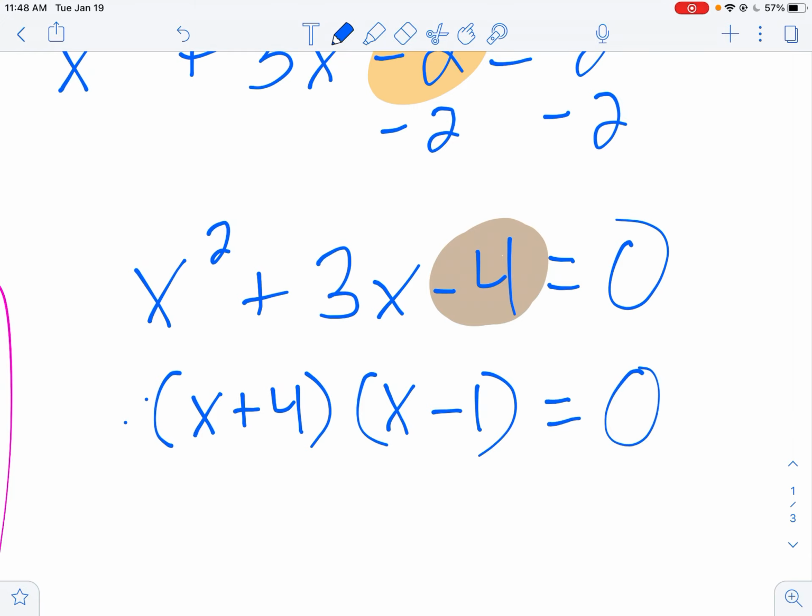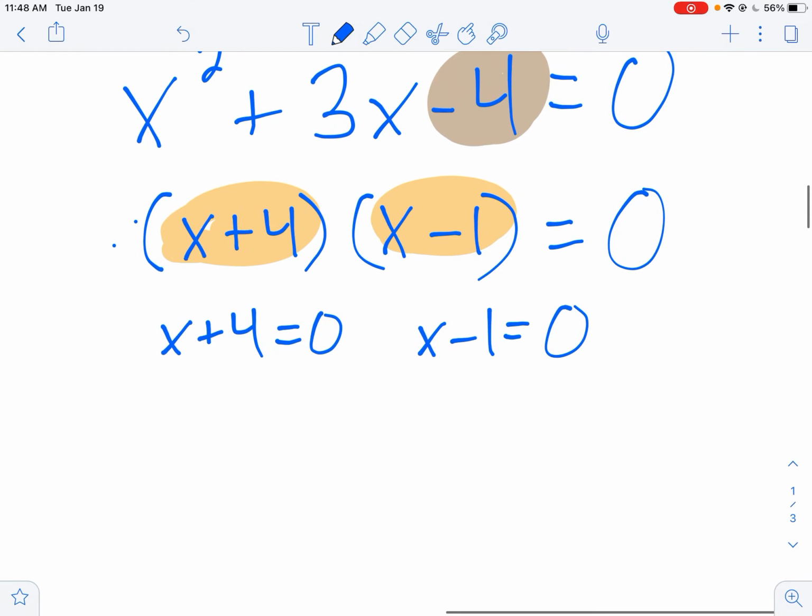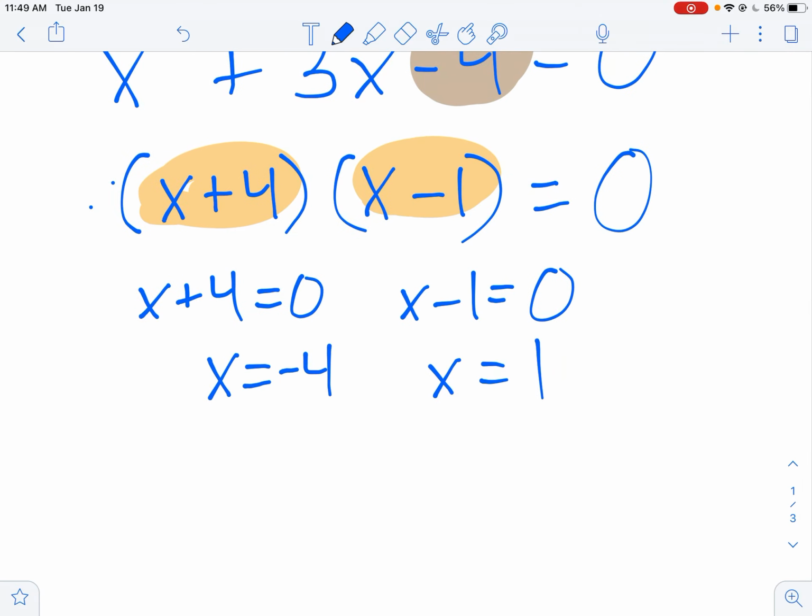Then I get this equals 0. So now I need to figure out what x could possibly equal to get this to equal 0. Anytime I have a multiplication problem, because essentially this is multiplication, I'm multiplying whatever this is by whatever this is to get an answer of 0. So anytime you multiply to get an answer of 0, one of those factors has to be 0. So that means x plus 4 has to equal 0, or x minus 1 has to equal 0. So let's figure out what x could be. I could get x equaling negative 4. I could get x equaling positive 1. So I have two possibilities for x here. It could be both of these. It could just be one of them.